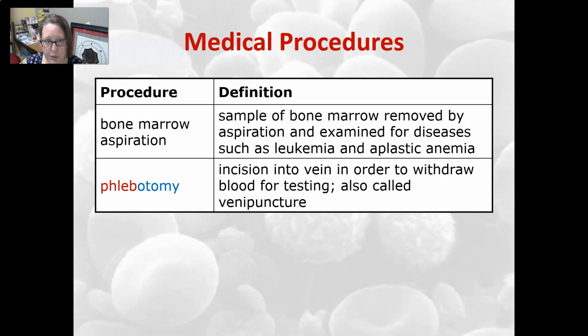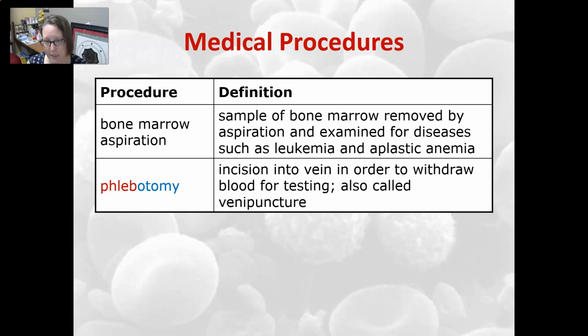In the medical procedures, we have a bone marrow aspiration. A sample of bone marrow is removed by aspiration and examined for diseases such as leukemia and aplastic anemia. This is necessary to see what's going on in the bone marrow, because what's going on in the bone marrow isn't always reflected in the bloodstream, so we can't always determine that from a blood sample. The most common sites for bone marrow aspiration are the sternum, which is the breastbone, and the hip bone.